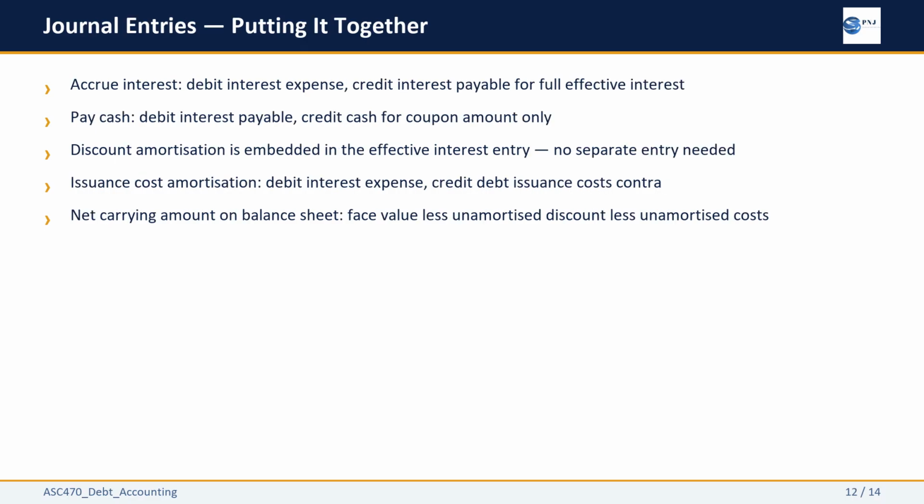Let us translate this into journal entries. When you accrue interest, you debit interest expense for the full effective interest amount and credit interest payable. When cash goes out, you debit interest payable and credit cash, only for the coupon amount. The difference between the two entries is the discount amortization, which naturally increases the carrying amount. Separately, you amortize issuance costs by debiting interest expense and crediting the contra liability. The balance sheet then shows face value, less unamortized discount, less unamortized issuance costs, netting down to the amortized cost carrying amount. Clean, consistent, and auditable.